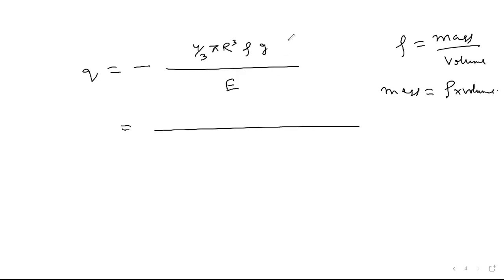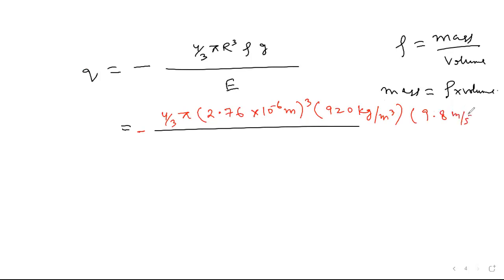So let us put the numbers. Let me use red color. So we have minus in front. Then we have 4 by 3, then we have pi, then we have r cube. R is 2.76 into 10 raised power minus 6 meter. Then we have the density, which is 920 kg per cubic meter. Then we have the acceleration due to gravity, 9.8 meter per second square, and we have E, which is 1.65 into 10 raised power 6 Newton per coulomb. Let me check it.